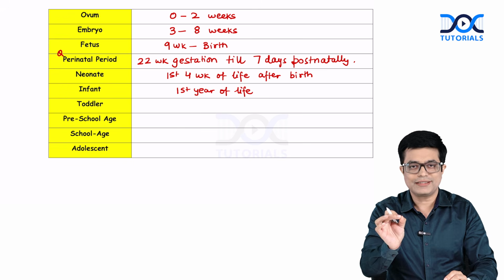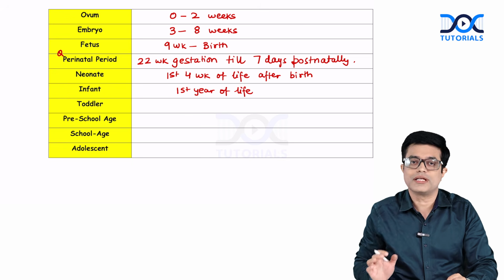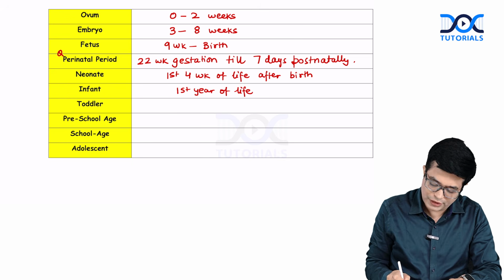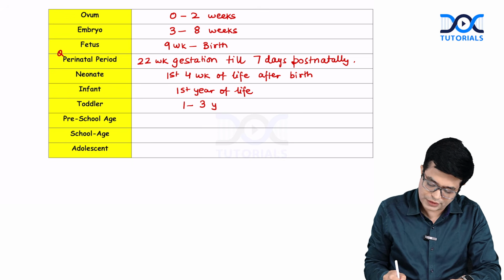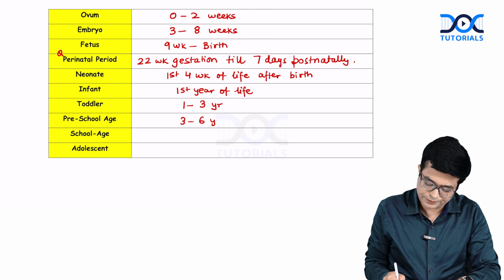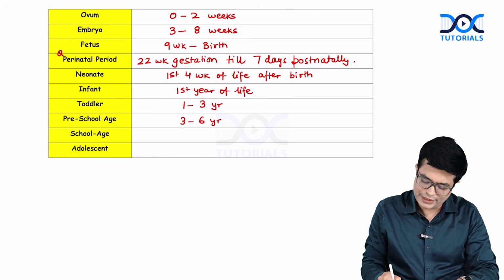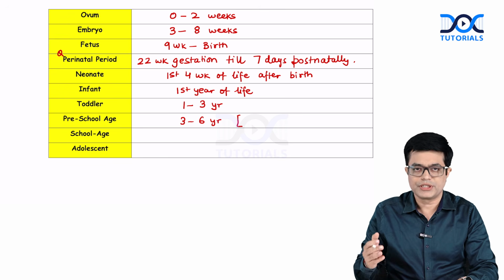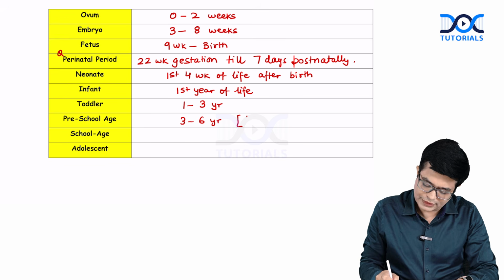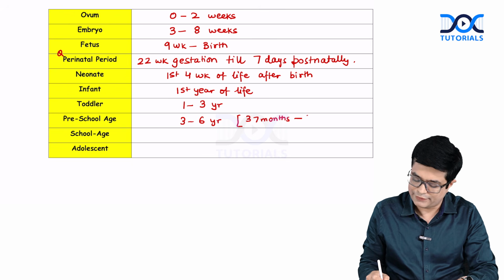So the first 28 days is the newborn period. The entire first year, including the newborn period, is called the infancy period. Then we have toddler, which is the period between 1 to 3 years. Then we have preschool age child, which extends between 3 to 6 years. Some of the books write it like this: instead of 3 to 6 years, they write it as 37 months till 72 months of life.